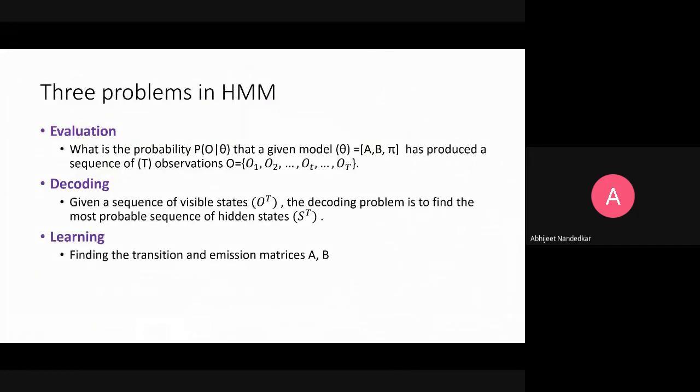Now, actually, there are 3 problems that we see in HMM. The first problem is called the evaluation problem, where we will deal with a problem like: what is the probability that a given model theta has produced a sequence of T observations O? Okay, what is the probability that a given model has produced a certain sequence of observations?